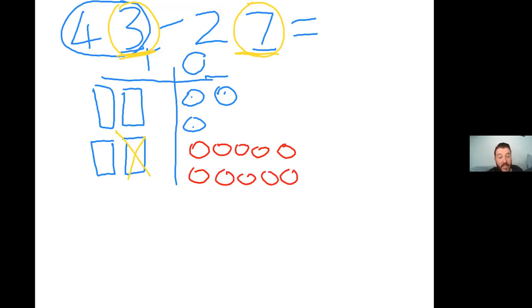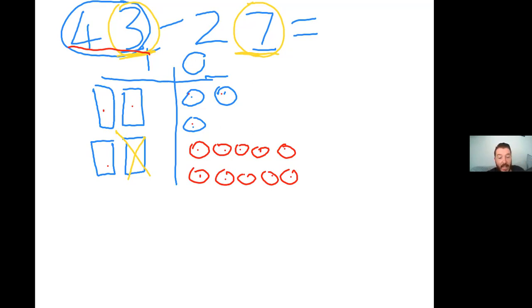Let's just double check. We should still have 43. Let's double check. 10, 20, 30, 31, 32, 33, 34, 35, 36, 37, 38, 39, 40, 41, 42, 43. Still the same. So instead of partitioning 43 into 40 and 3, we've partitioned it now into 30 and 13. Okay, because now I can take away 7 from 13, can't I? So it makes my job easier.